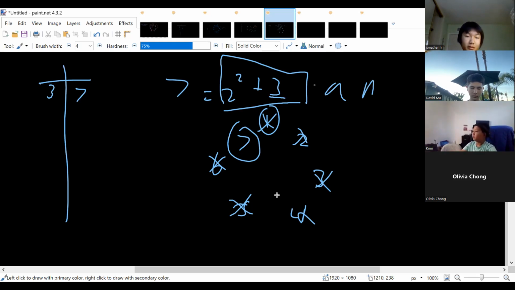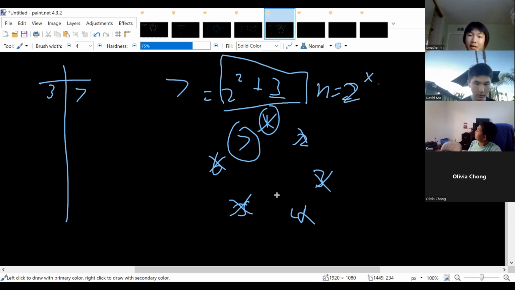So we can rewrite the numbers here as 2 to the x plus a. Right, so x will be the power. In this case, x is 2, and then a. So we'll write this sort of here, so you can keep track of this. So let's move on. So we have 7 here.